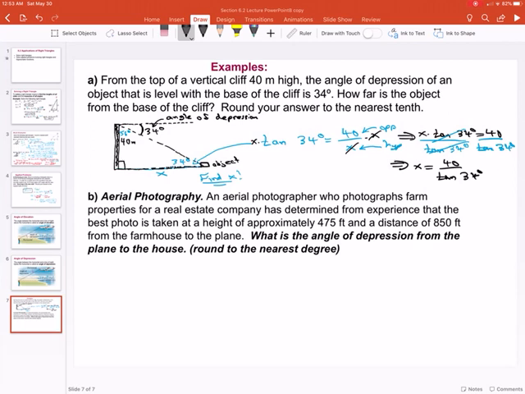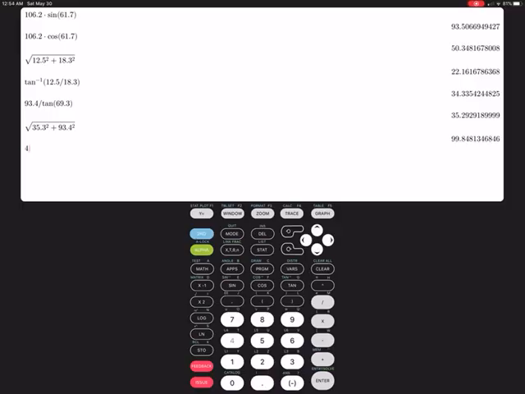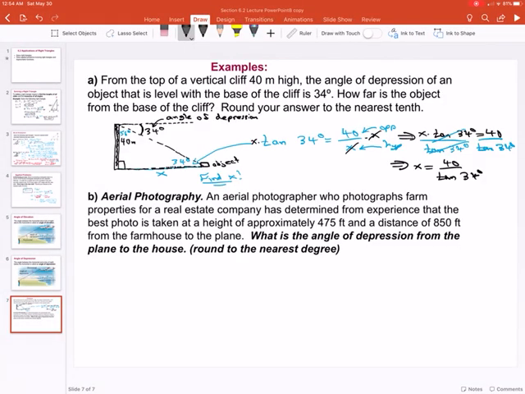So let's go ahead and plug that in. Get your calculator out. I'm going to go ahead and do this one with you. Let's pull up our TI. As we go in here, we have 40 divided by the tangent of 34 degrees. So I got 59.3. So x is 59.3 meters.